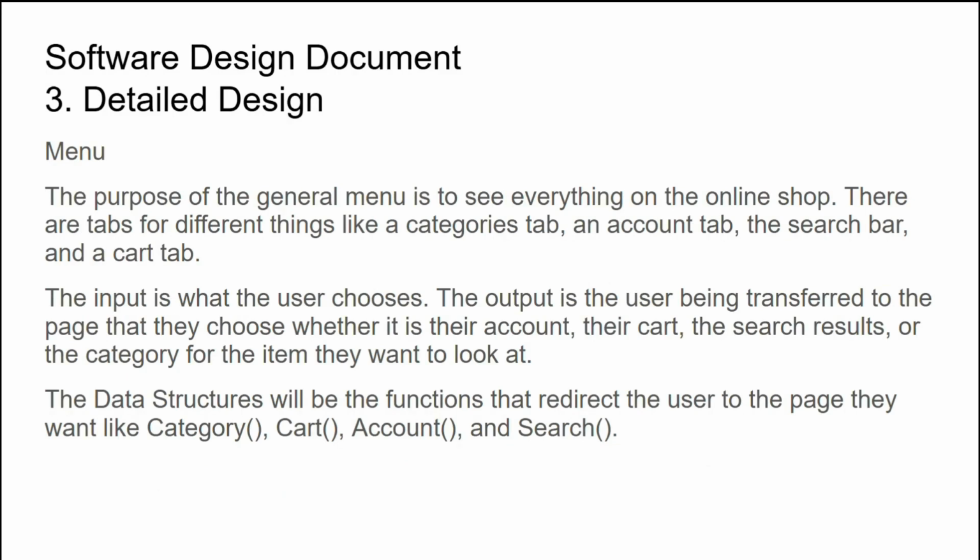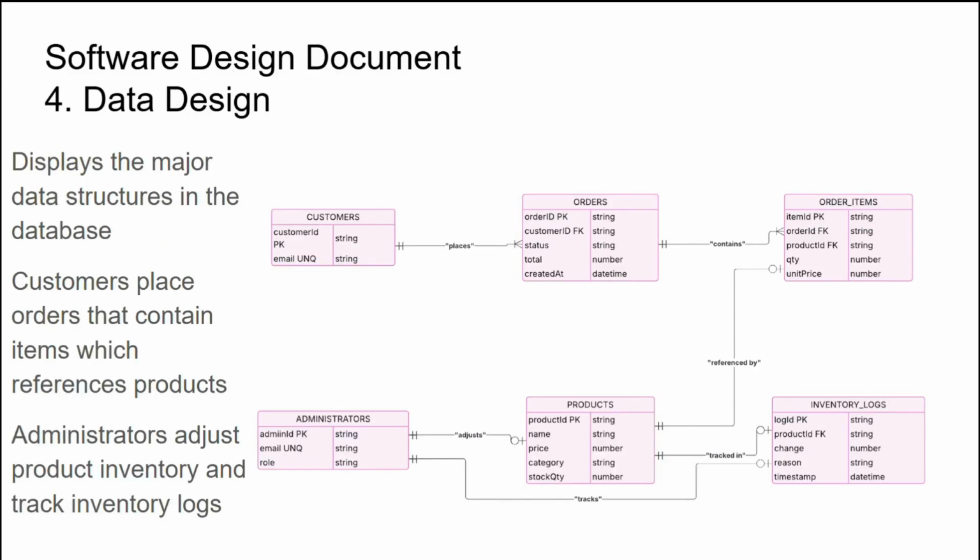There are tabs for different things like categories tab, account tab, search bar, and a cart tab. The input is what the user chooses, the output is the user being transferred to the page that they chose. The data structures required will be functions that redirect the user to the page they want, like category, cart, account, and search.